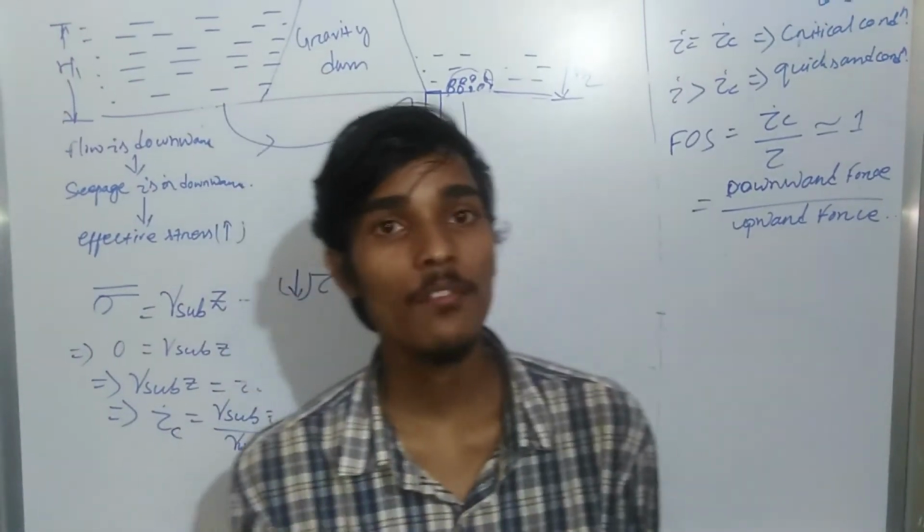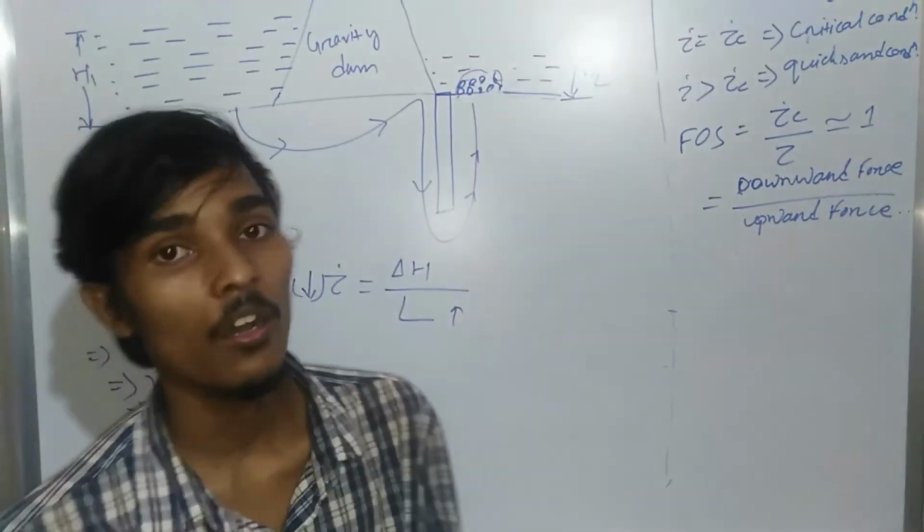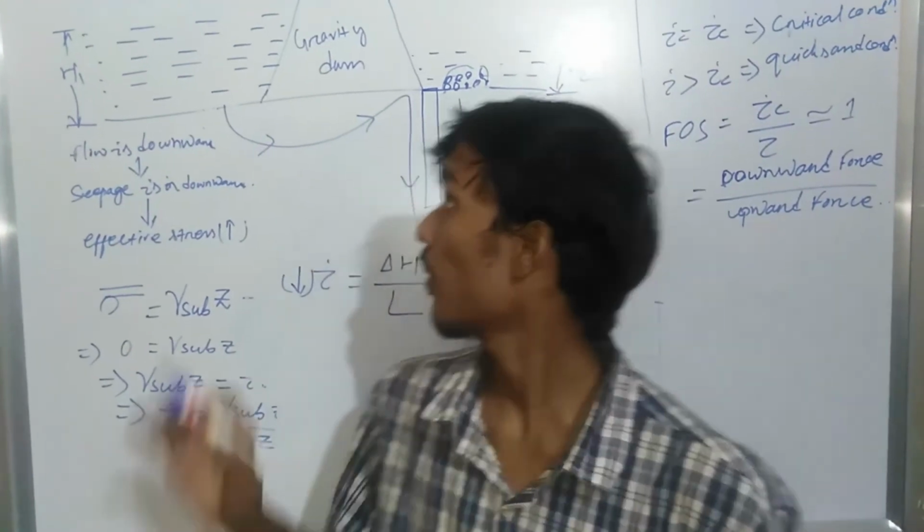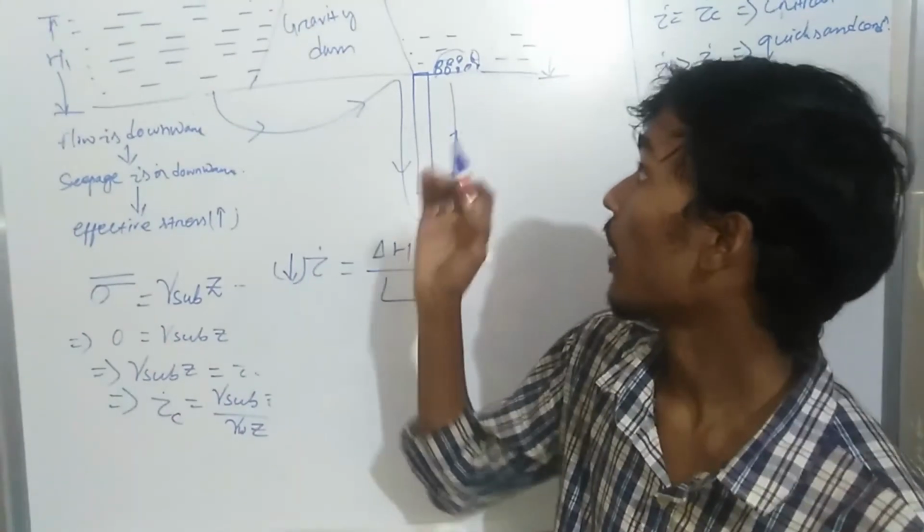In this class, we have learned about the quicksand condition and how to prevent the piping failure in the earthen gravity dam.